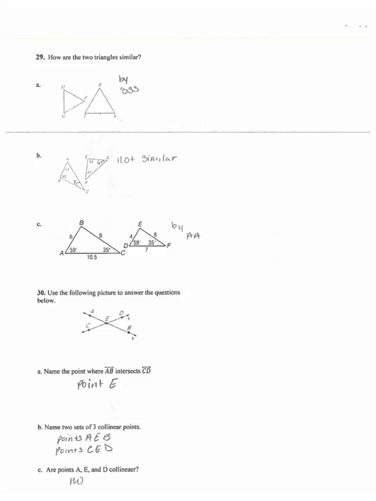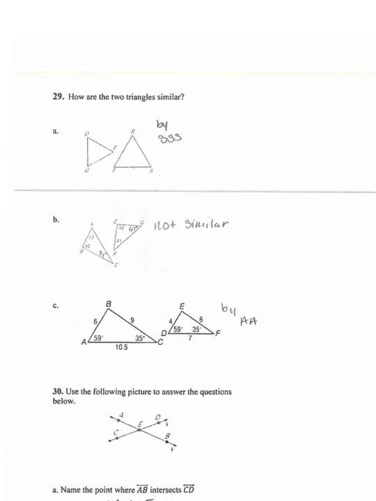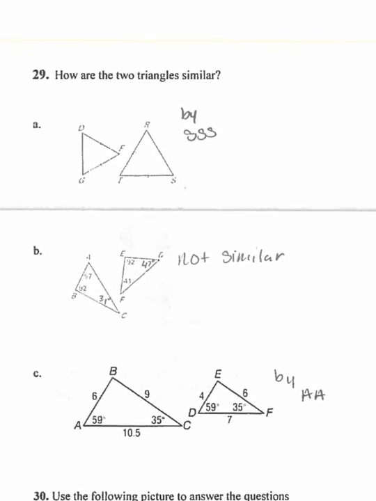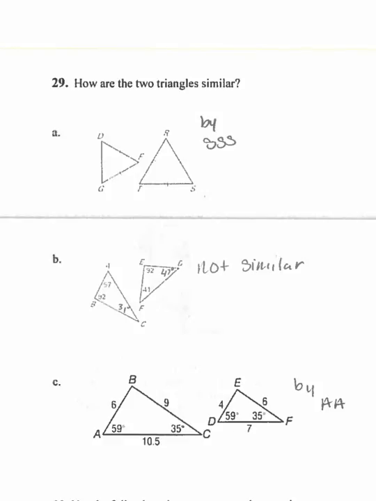All right, on to the page. All right, how are the two triangles similar? Again, it's really hard for me to see the markings on the copy, but I think it's something like this.